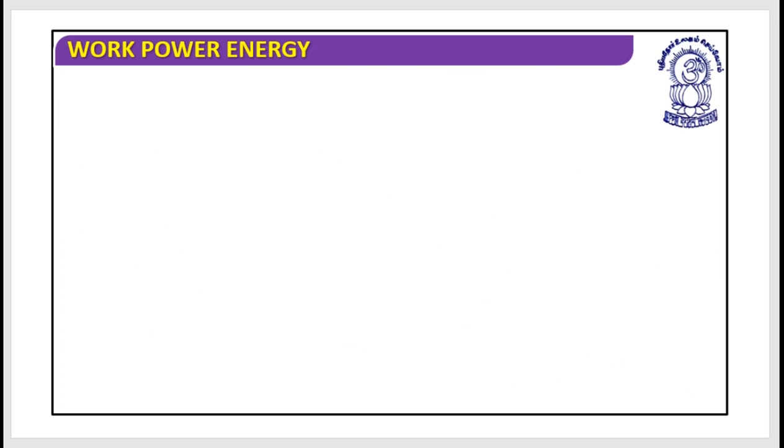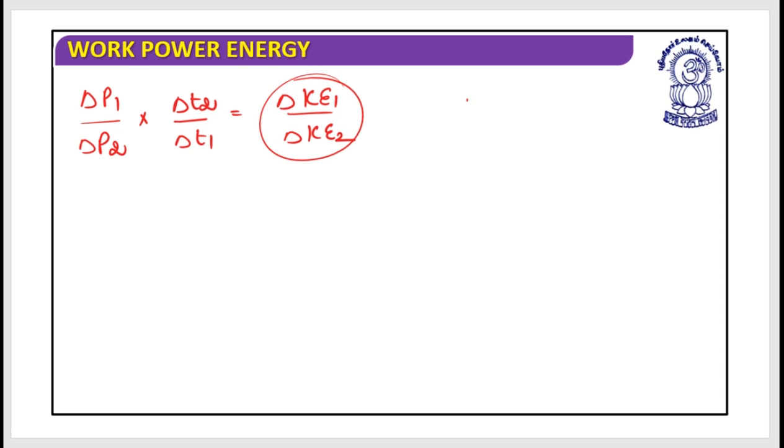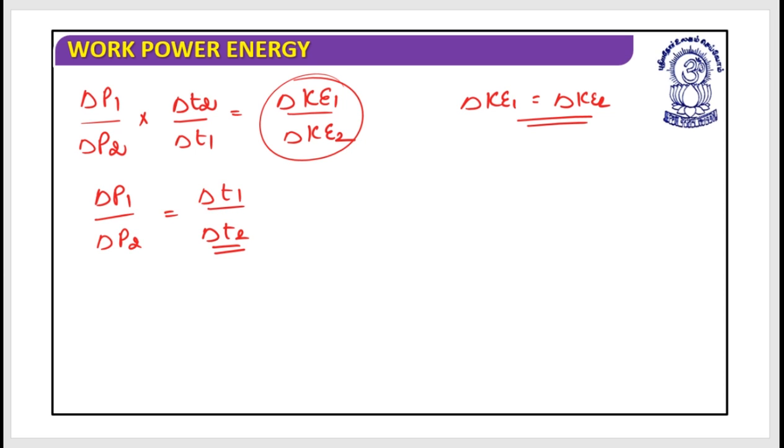Yes. So it is just delta P1 divided by delta P2 multiplied by delta T2 divided by delta T1, that should be equal to change in kinetic energy 1 divided by change in kinetic energy 2. Again, according to the data, change in kinetic energy 1 and change in kinetic energy 2 are equal. So what I can have is delta P1 is to delta P2 equals P1 is to P2, it's delta T1 is to delta T2. This is where we are interested.